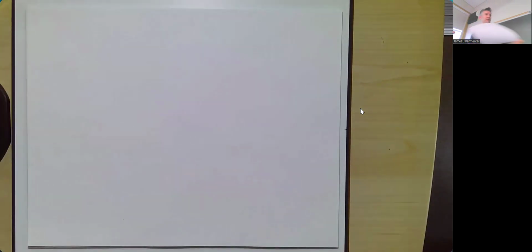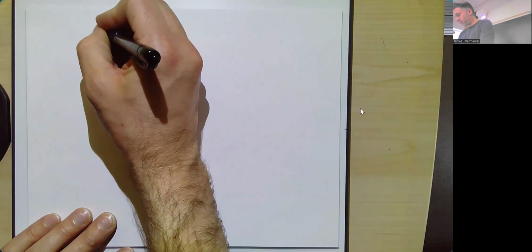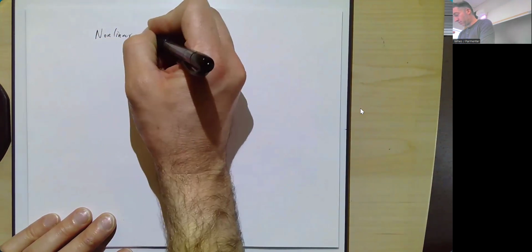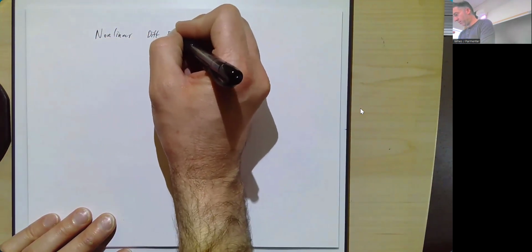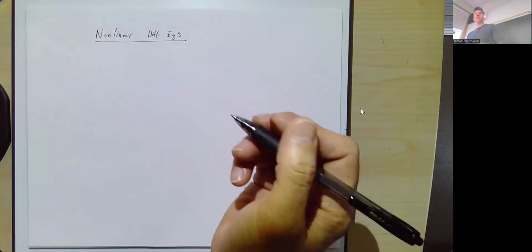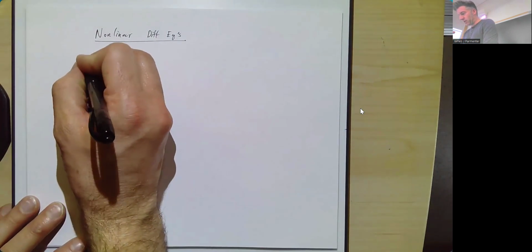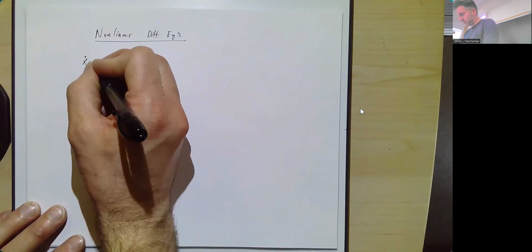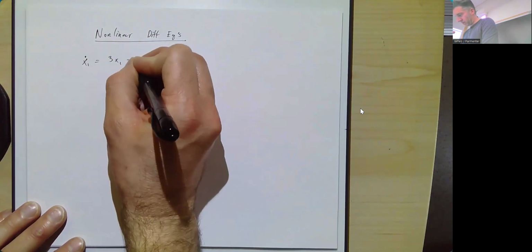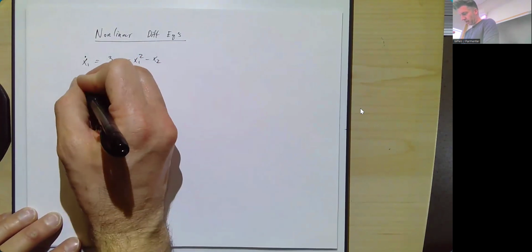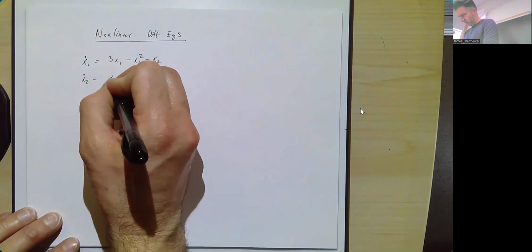Let's start in on this nonlinear stuff. And I will remind you that the ideas we've seen are still going to hold, meaning that we're still going to find equilibria the same way we've always found equilibria, by setting the derivative equal to 0 and solving for x1 and x2. So let's say we've got the following differential equations: x1 dot equal to 3x1 minus x1 squared minus x2, and x2 dot equal to x1 minus x2.